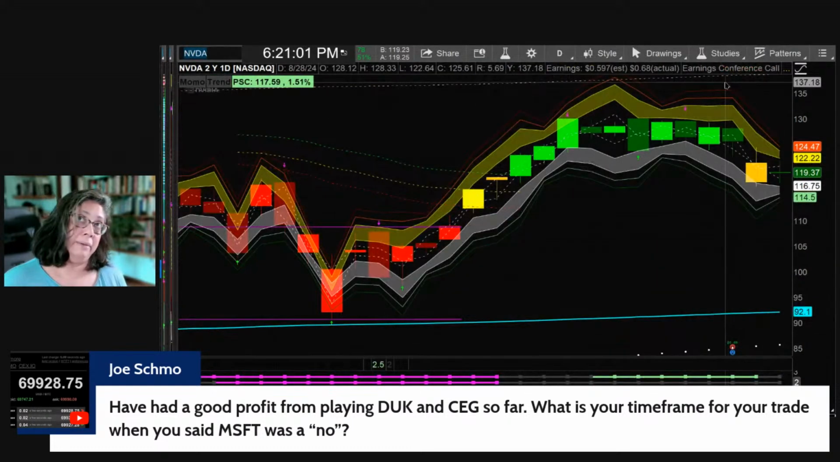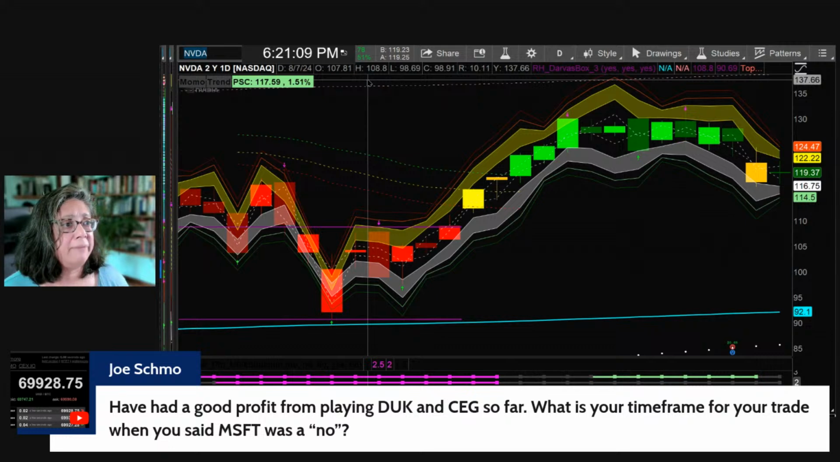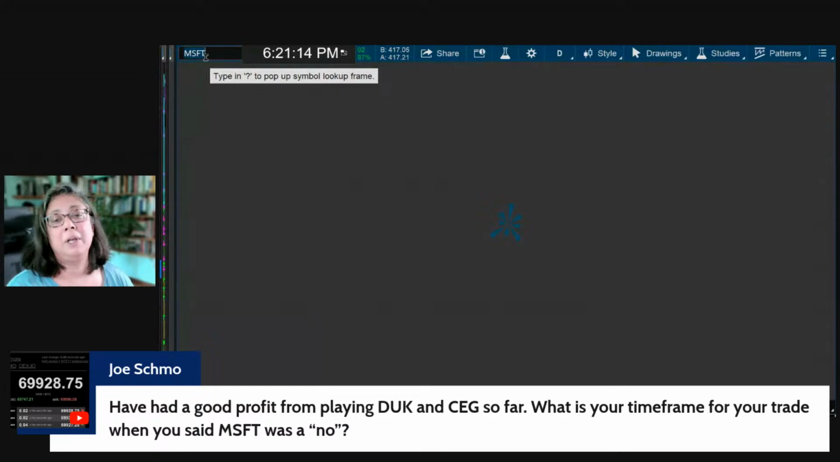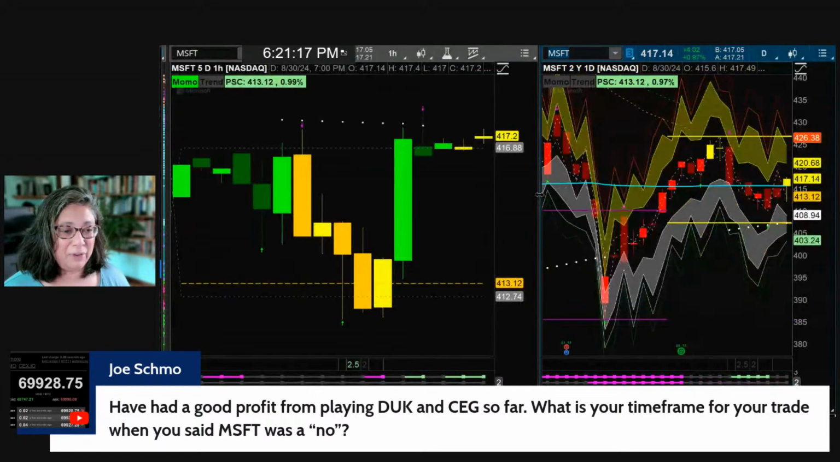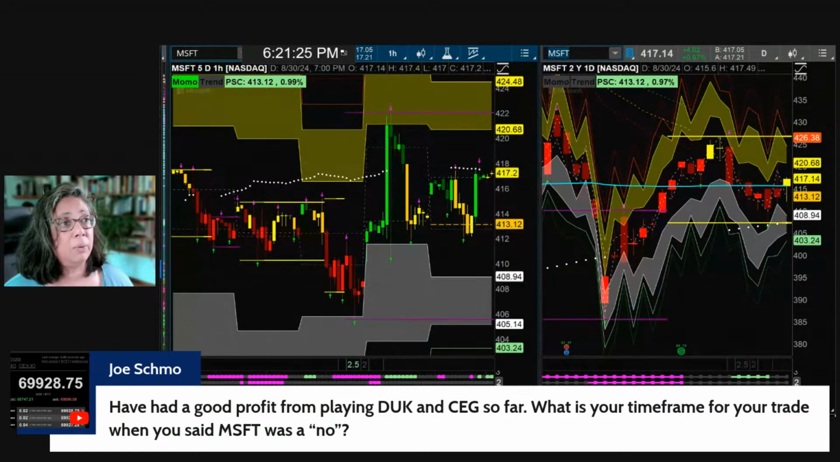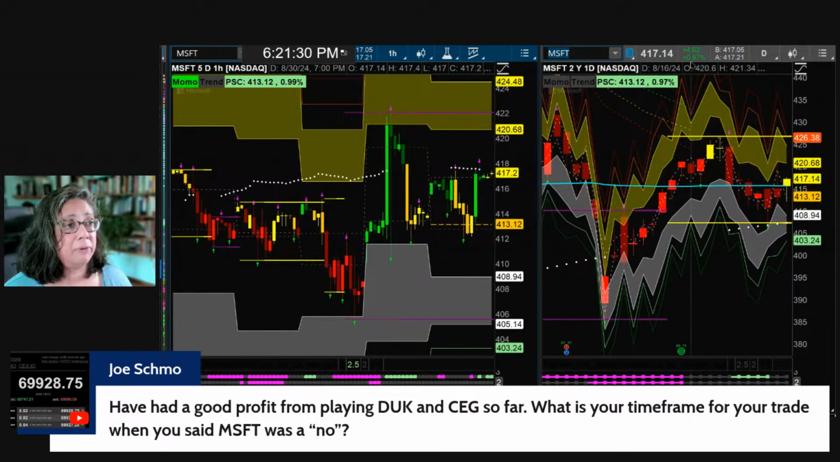But when that high tide is lifting most of the boats, it's hard to find something that probably won't wander higher. What is my time frame for my trade when I said no to Microsoft? The daily. I can't obviously talk about the day trades. So if I'm looking at Microsoft on a daily time frame, it's a big cup of nope. But for a short-term swing, Joe, 1 hour might be interesting. What is my time frame for my trades usually? 5 minute for day trades, 1 hour for short-term swings, daily time frame for longer-term trades.